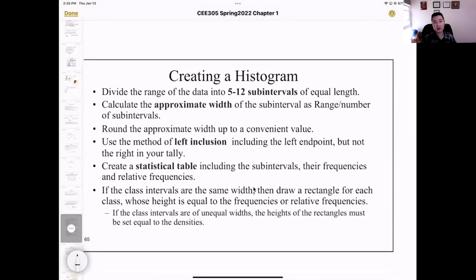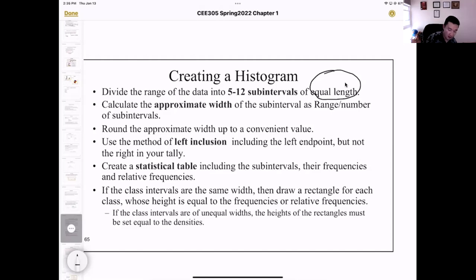So the first is we need to divide the data into 5 to 12 subintervals. These subintervals should have equal lengths. Okay, so that is important. Equal lengths. You can choose 5, 6, 7, 8, 9, 10, doesn't really matter. But each interval should have equal length.